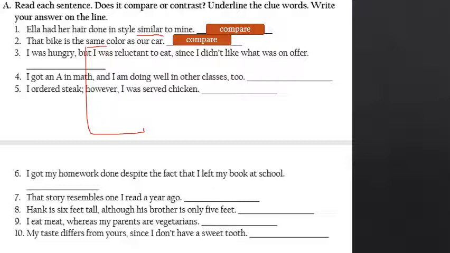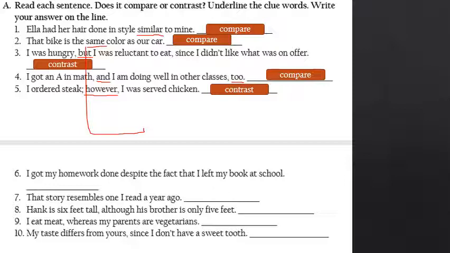I was hungry, but I was reluctant to eat since I didn't like what was on offer. So it's what? Contrast. Why? Because if you notice here, we have the word but. I got an A in math and I'm doing well in other classes too. So it's comparison, compare. We have too and we have and. 5, I ordered the steak. However, I was served chicken. So it's for sure contrast because we have however, which shows opposite ideas.